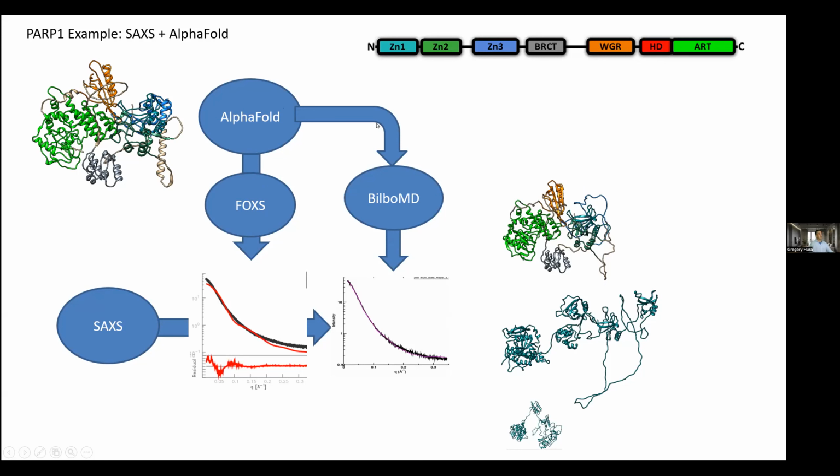And then you go through a program called BilboMD, for example, or other programs. And then you get a matchup between the model. And based on this, it's sort of flexible, and this is an ensemble where there's some flexibility between them and what you measure in solution.